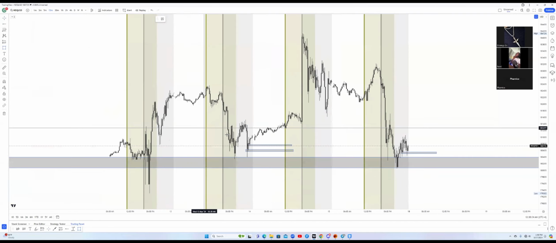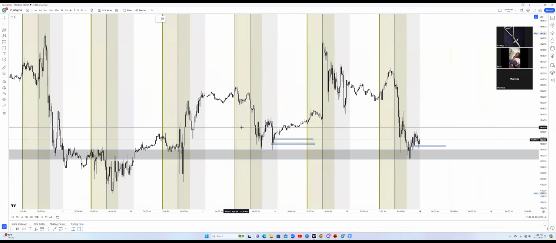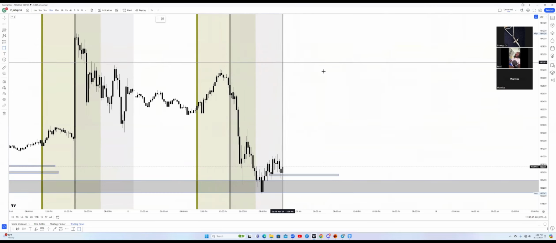But for my take on this, we will likely see price breaking above this level. I think price is going to buy a little bit. So that's my take here.